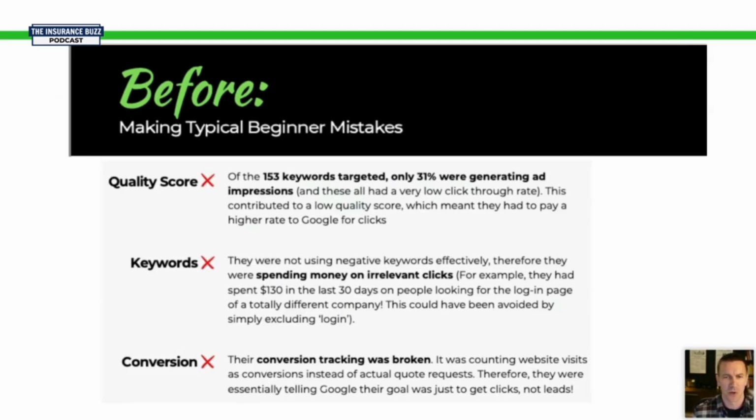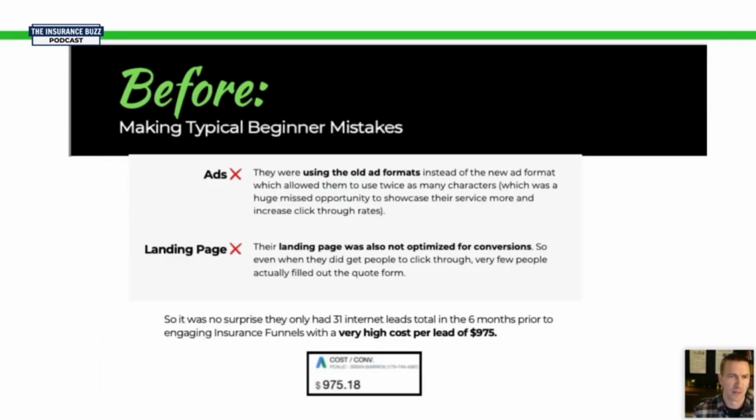I'm not going to go into all these details here, but bottom line, they had a low quality score. The keywords they were targeting weren't the right keywords. Their conversion tracking was broken. We're going to get into that in a moment. The ads were not up to par. The landing page wasn't converting. And therefore, their lead costs were just crazy high. They had 31 leads in total in the 6 months prior to us working with them. Their cost per lead was like $975.